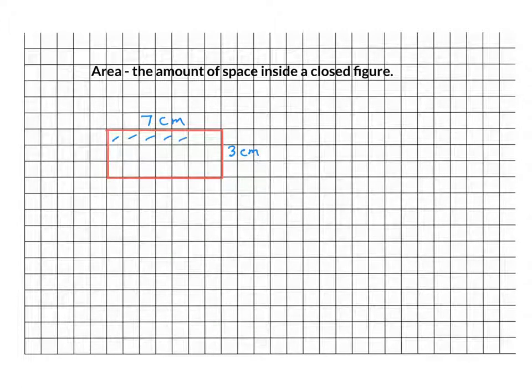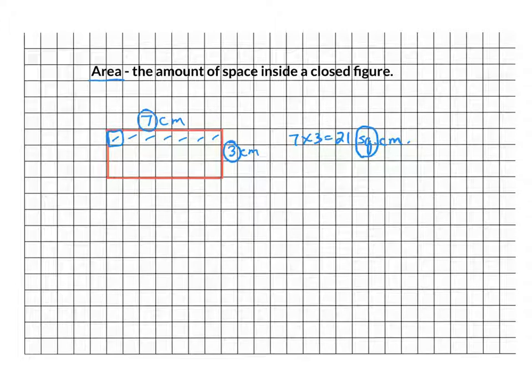There are 3 rows of 7, but it is much easier to just multiply, in this case, the length times the width. 7 times 3 gives me 21. So the area of this is 21, but I cannot just say it's 21. I have to say it is 21 square centimeters, because every square inside there is a square centimeter, and there are 21 square centimeters. It is very important when giving the answer to the area of every figure that you include the word square in every single one of your answers.